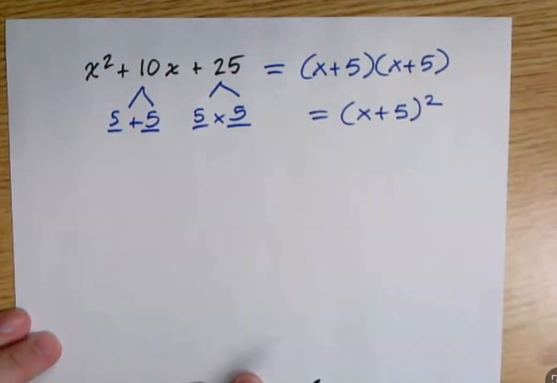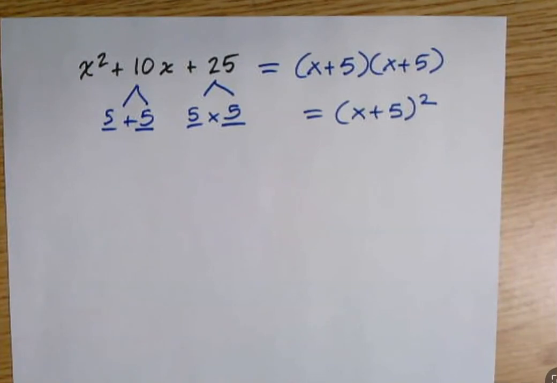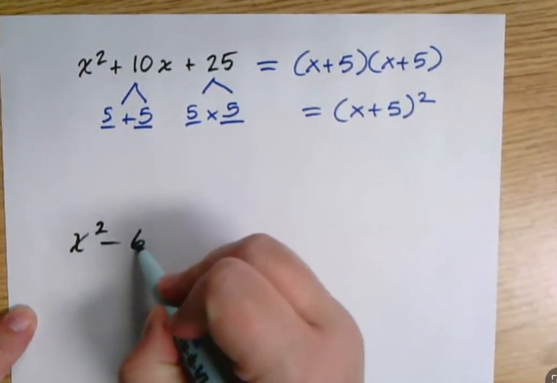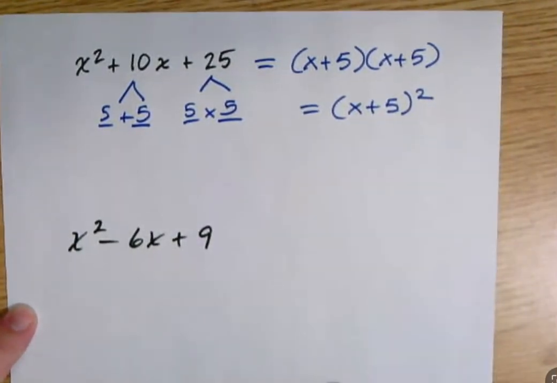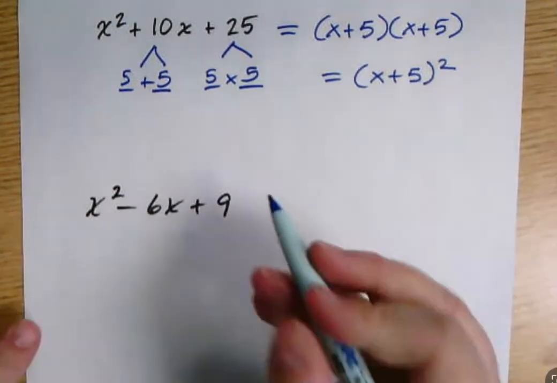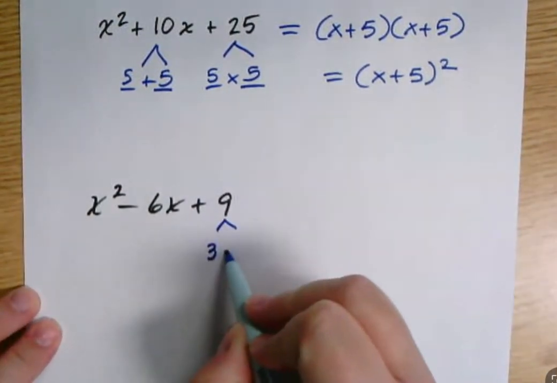Let's look at another one. How about if I have x squared minus 6x plus 9, and I want to factor that. Okay? Well, 9 is 3 times 3.